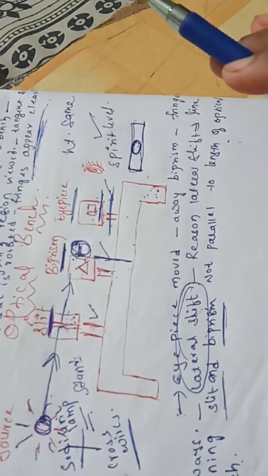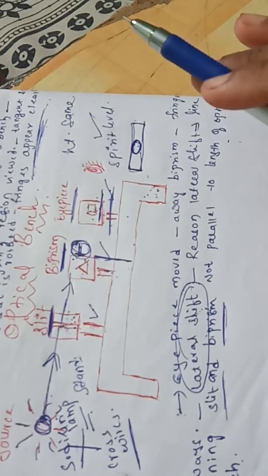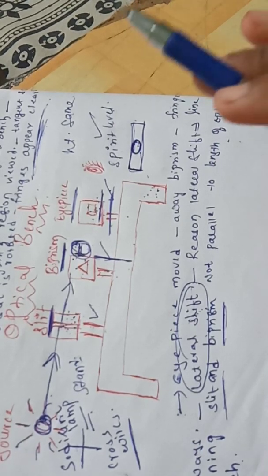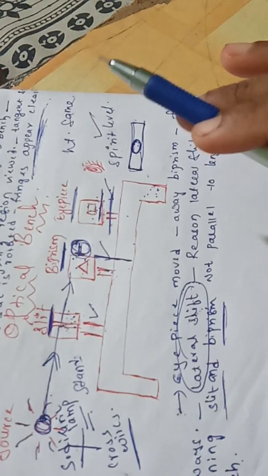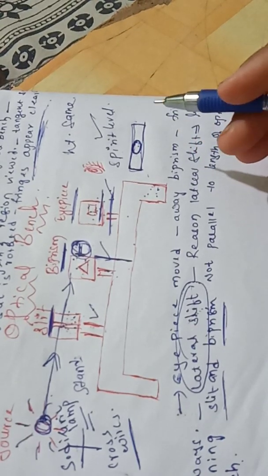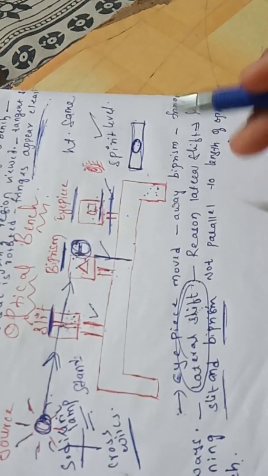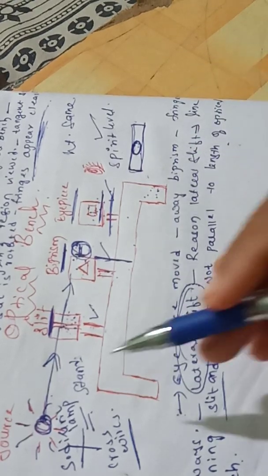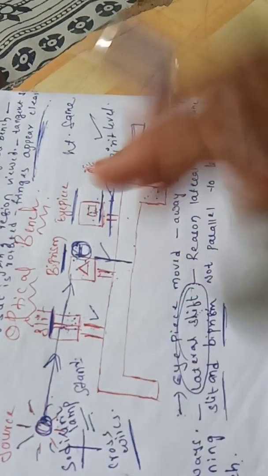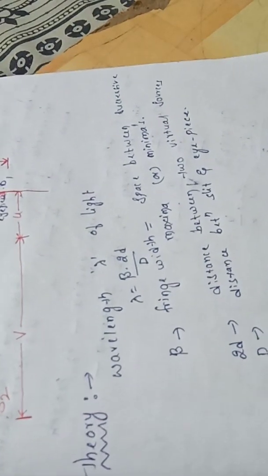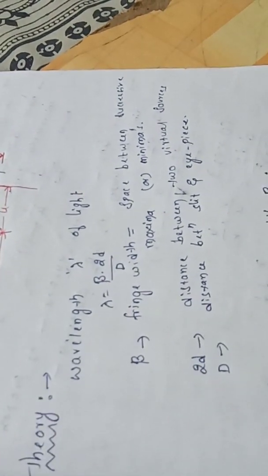So now we got a sustained interference pattern. Now let us see the procedure for how to determine the wavelength of this sodium light. Here the procedure involves 3 steps.